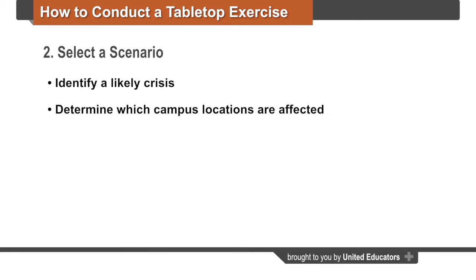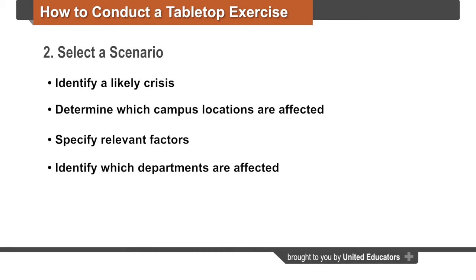Next, determine which campus locations could be affected by the scenario. What time factors, such as day and month, apply? Could other factors affect the severity of the crisis, such as a key campus official being out of town? And lastly, identify which departments would be affected by, and therefore are important to testing the scenario.